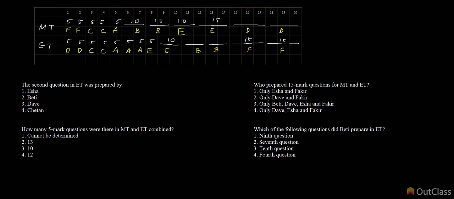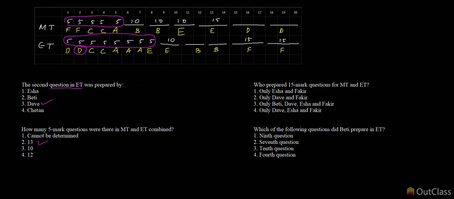First question is, second question in ET was prepared by who? The answer is Dave. How many 5-mark questions were there in MT and ET combined? There were 1, 2, 3, 4, 5, and there are 1, 2, 3, 4, 5, 6, 7, 8. That's a total of 13.